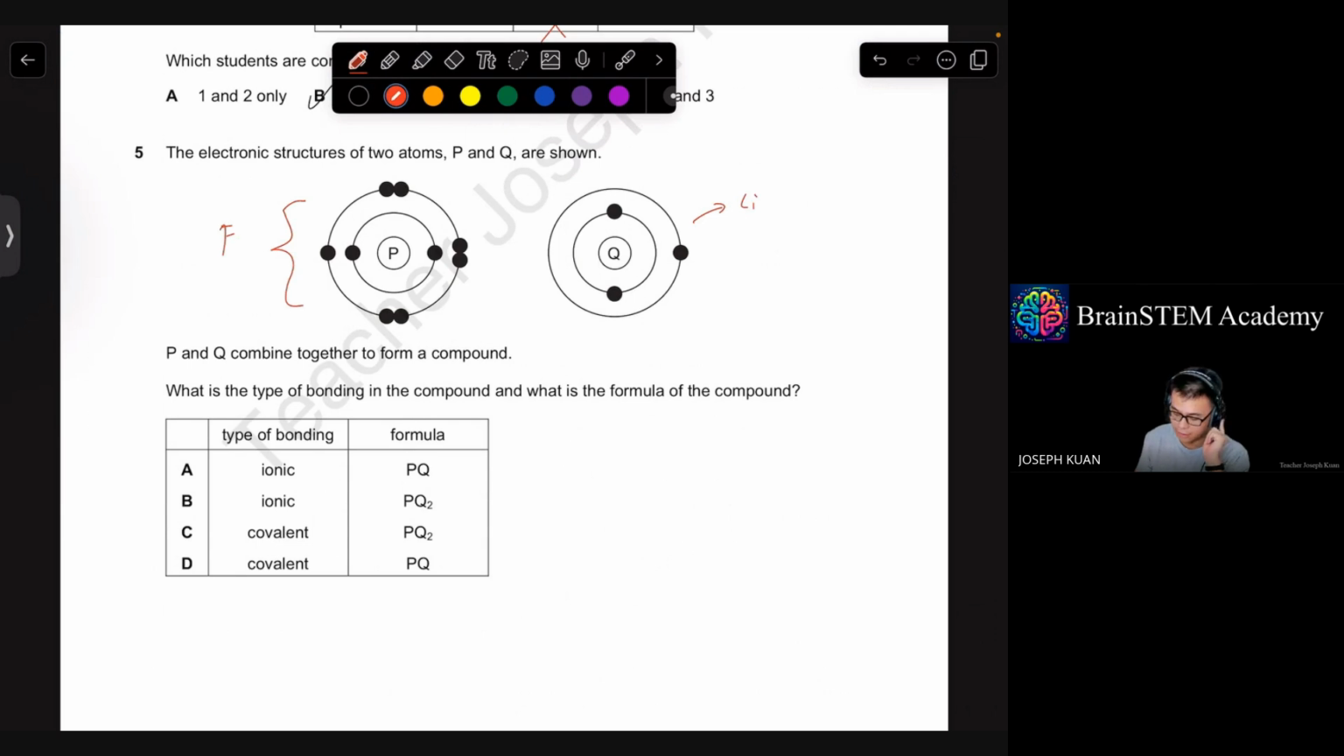So lithium is a metal and fluorine is a non-metal. So when the metal and non-metal atom come together, they will form ionic bonding. Of course, there's transfer of electrons involved, formation of ions involved, and then followed by ionic bonding formation. So the best answer is actually A. All right, group 1 and group 7, they form a compound with a 1-to-1 ratio, so PQ.